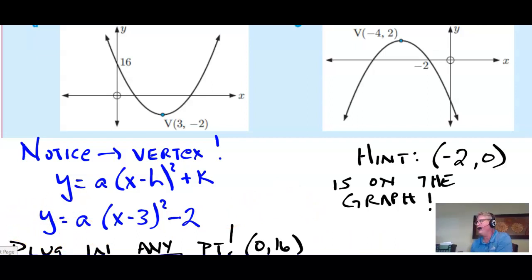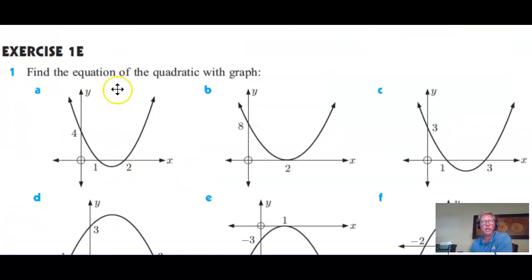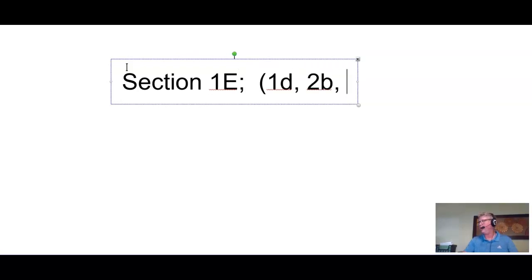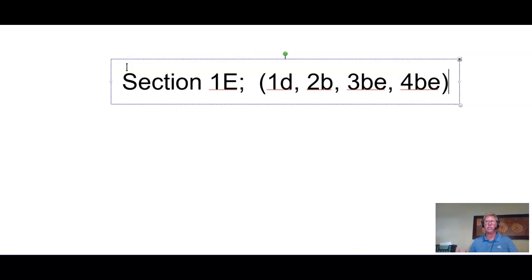Oh, your homework is going to be these problems. Let me go ahead and type that in right here. It is going to be section 1E. I would like you to do 1D, 2B, 3BE, and 4BE. Mr. Sayers, that is only like 6 problems. I apologize. If you want to do more and you want to feel the rhythm, you can.